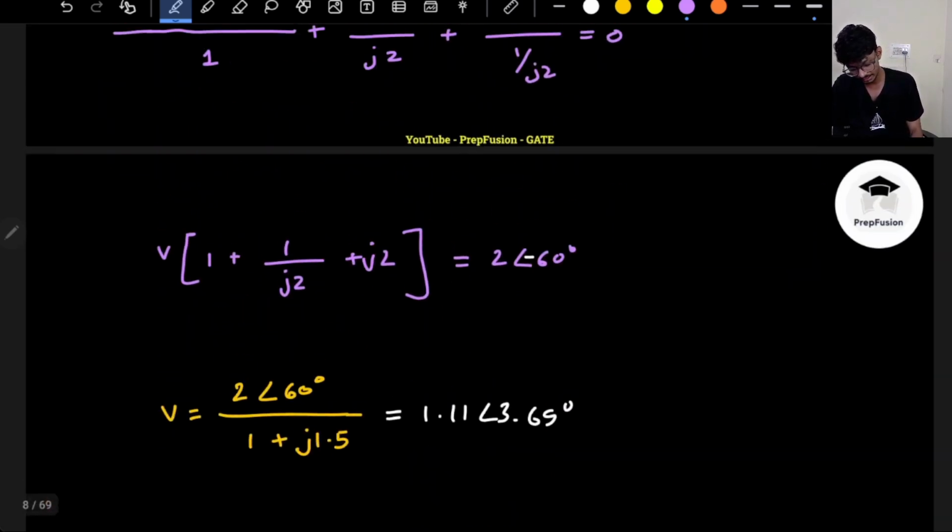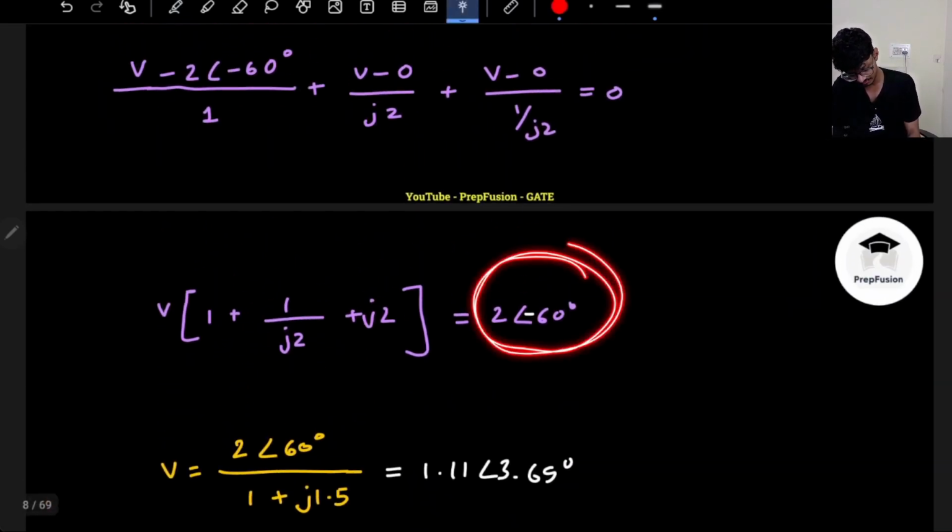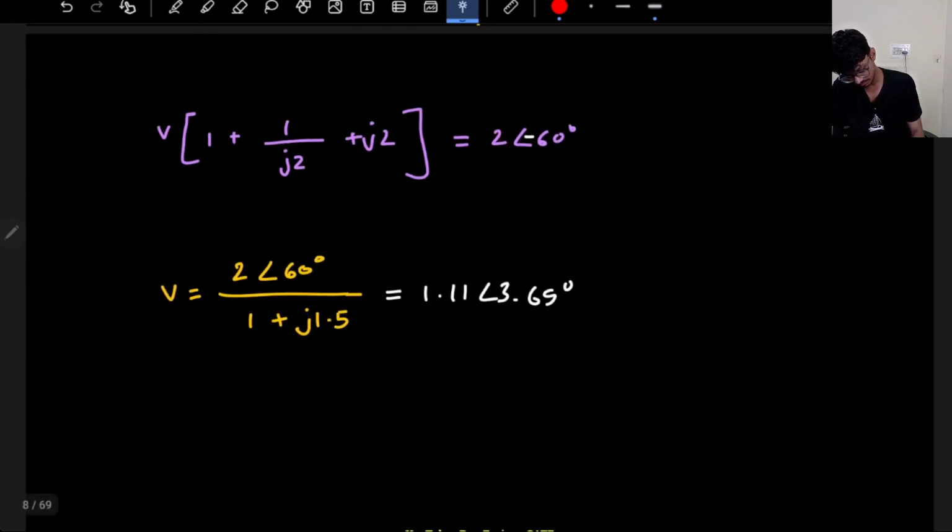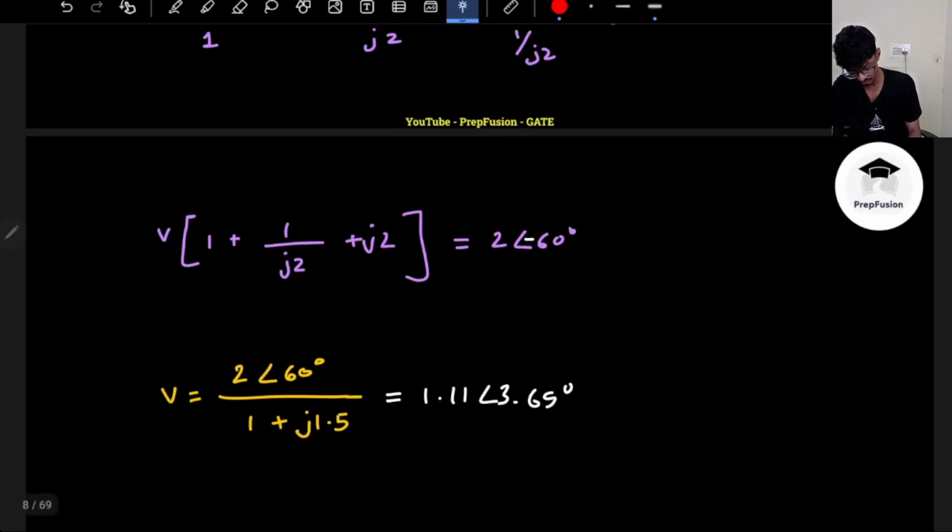My input V is here. This equation is the same because the frequency is the same. This equation will not change, right?